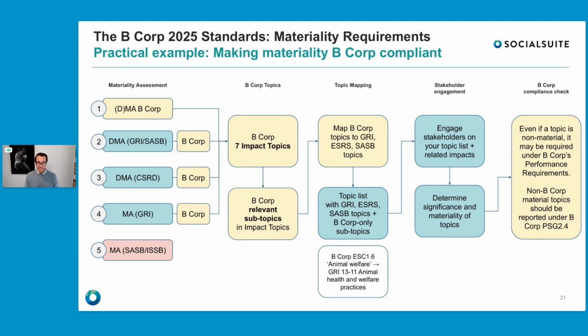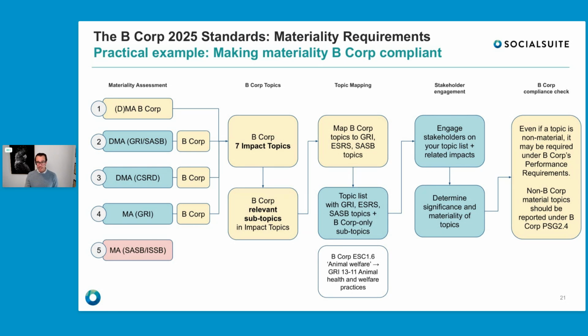Now, once we have that topic list and we've mapped it best we can, what we want to do then is engage our stakeholders on our topic list. And how we do that is we'll go out with the GRI, ESRS, and CSRD topics and any B Corp only specific topics that we could not map. We're then going to determine significance and materiality based on that whole stakeholder engagement and scoring process.